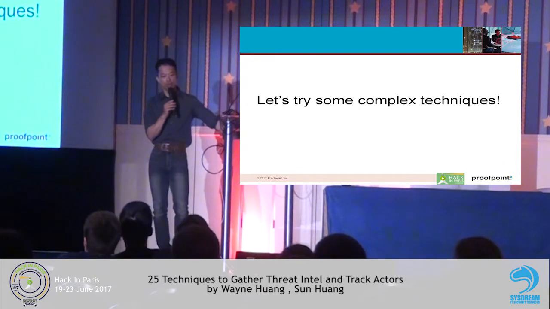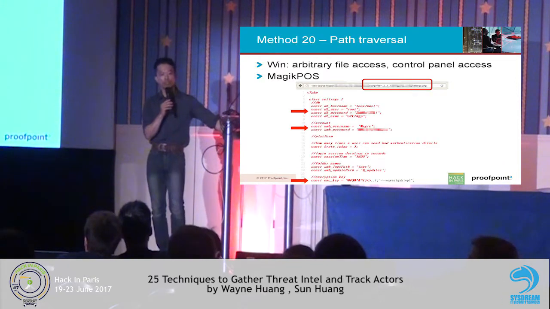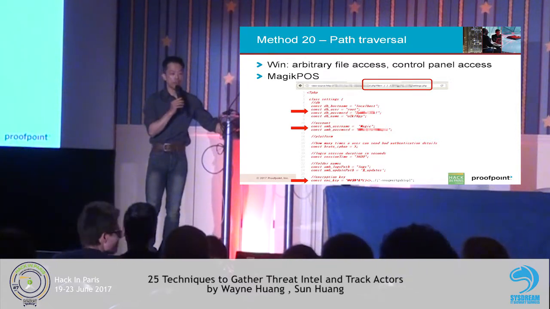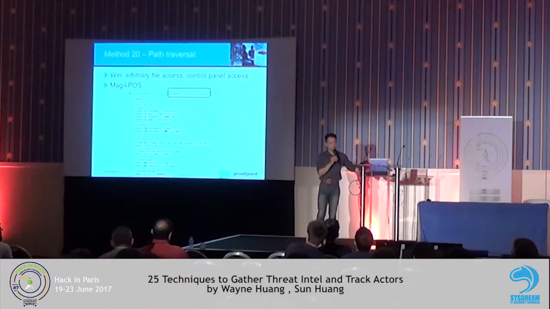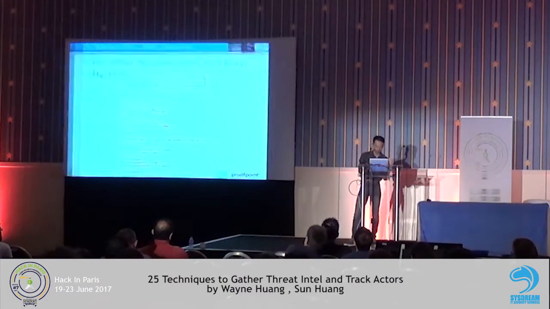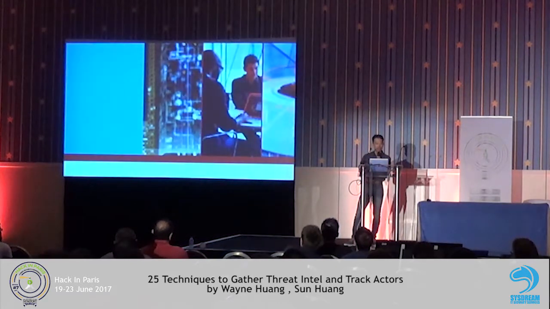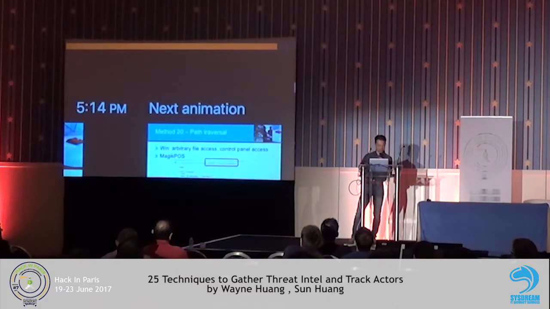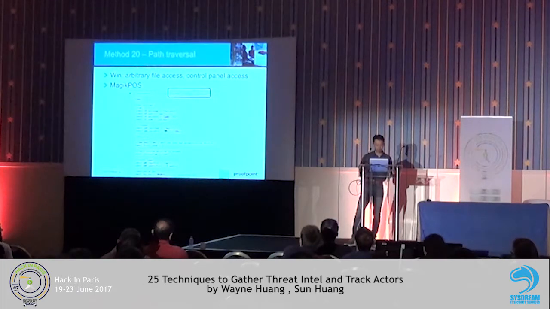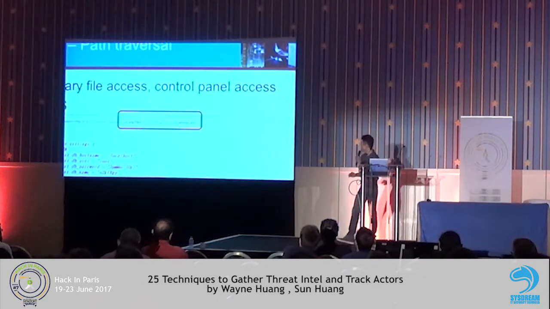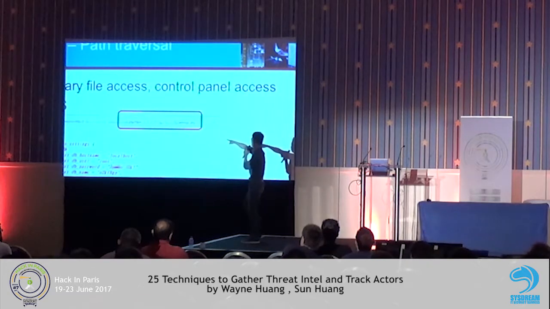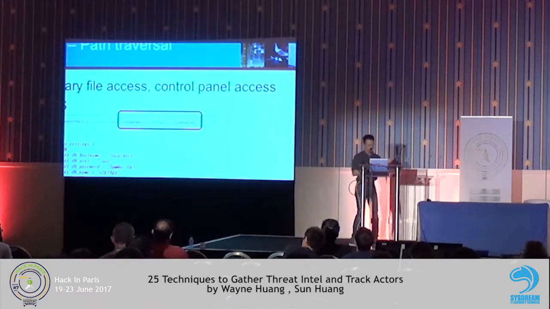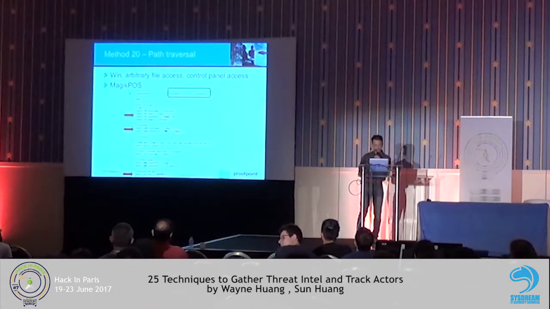Now moving on to more complex techniques. Path traversal or arbitrary file include. Worked against Magic POS, which is a POS malware. So as you can see, it was vulnerable to arbitrary file inclusion. So that's what we leveraged against them.